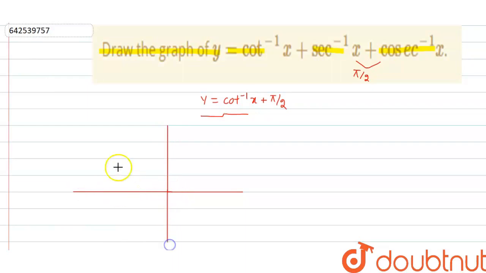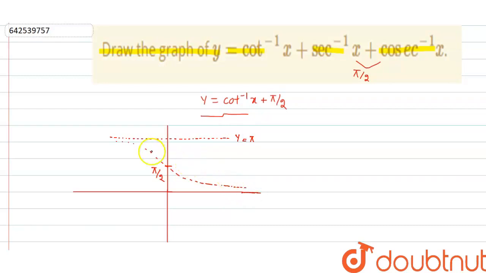We know the graph of cot inverse x. This is the graph of cot inverse x. This point is actually pi by 2. And there are the asymptotes, which are y is equal to pi and y is equal to 0. So this is y is equal to pi, and this is the x-axis, x is equal to 0 and y is equal to 0.